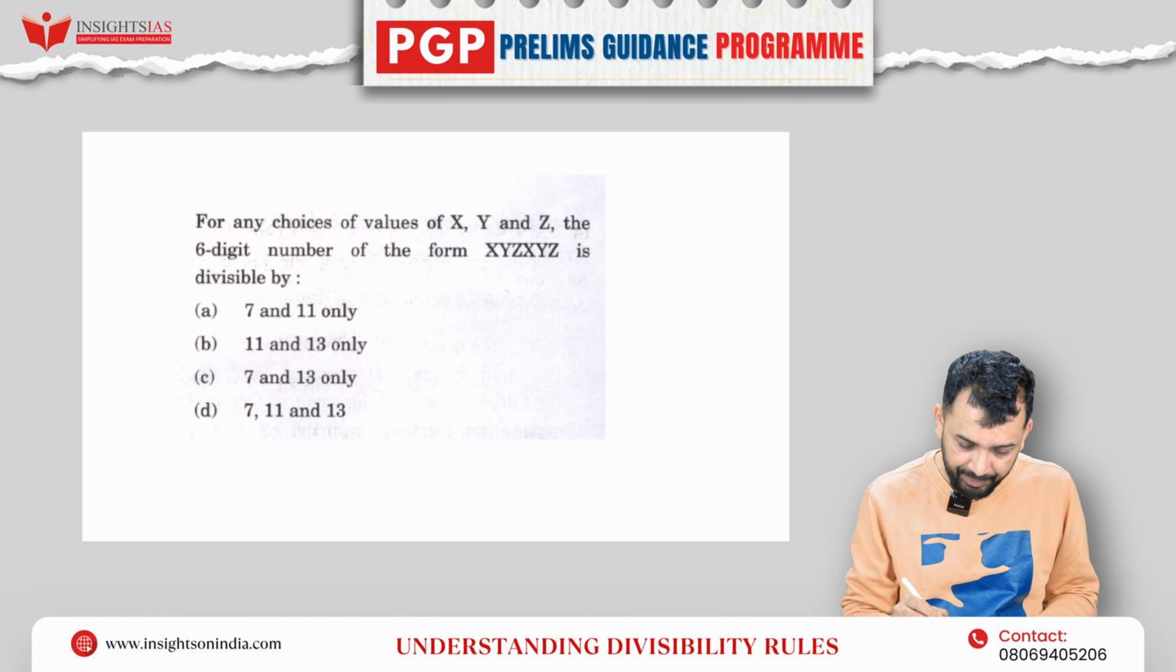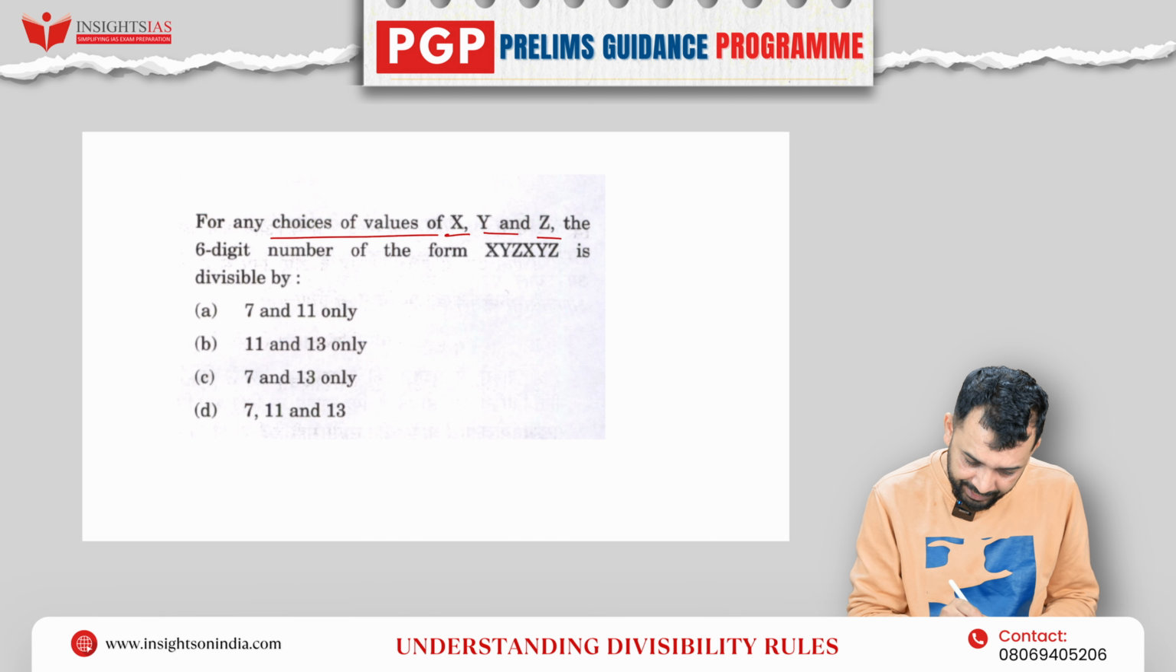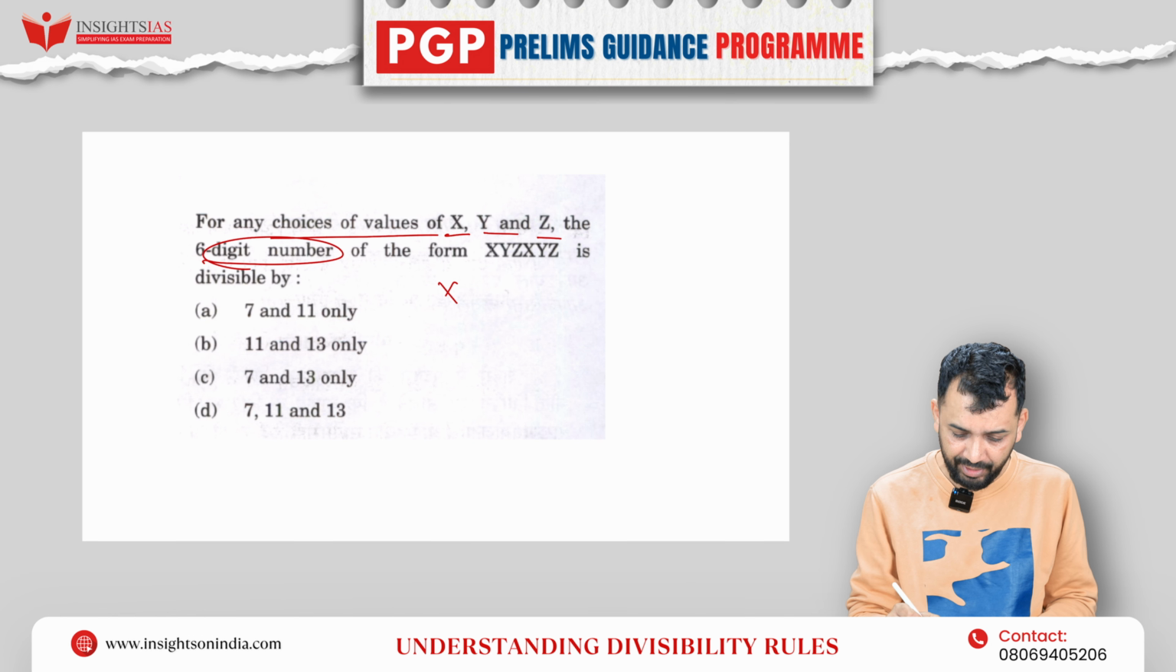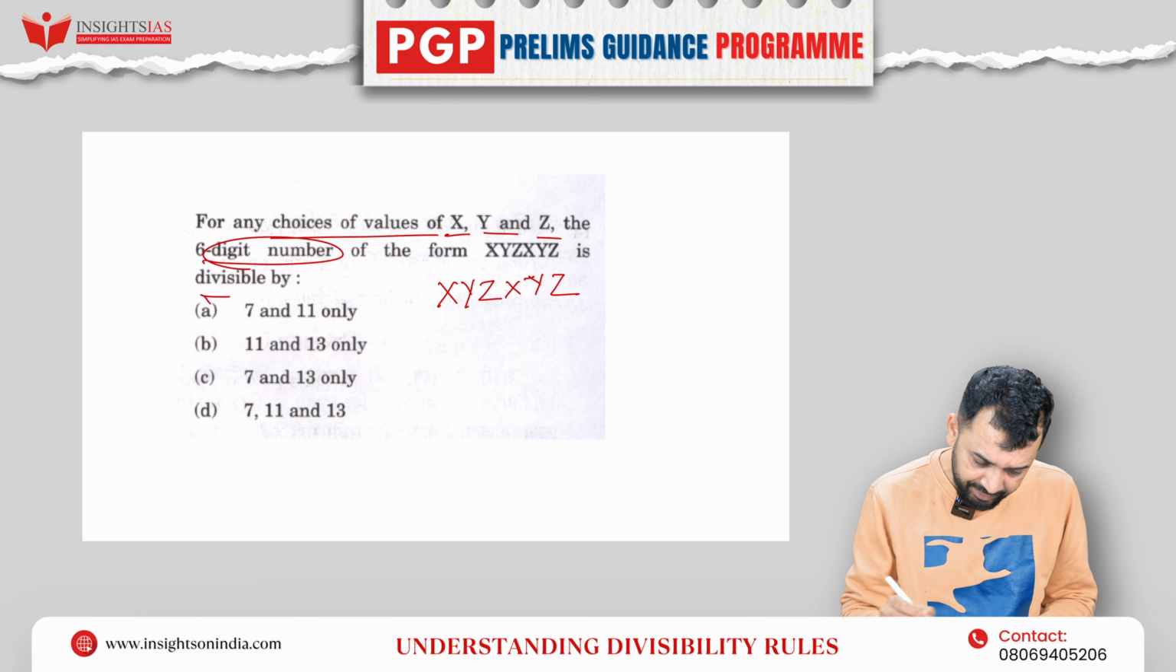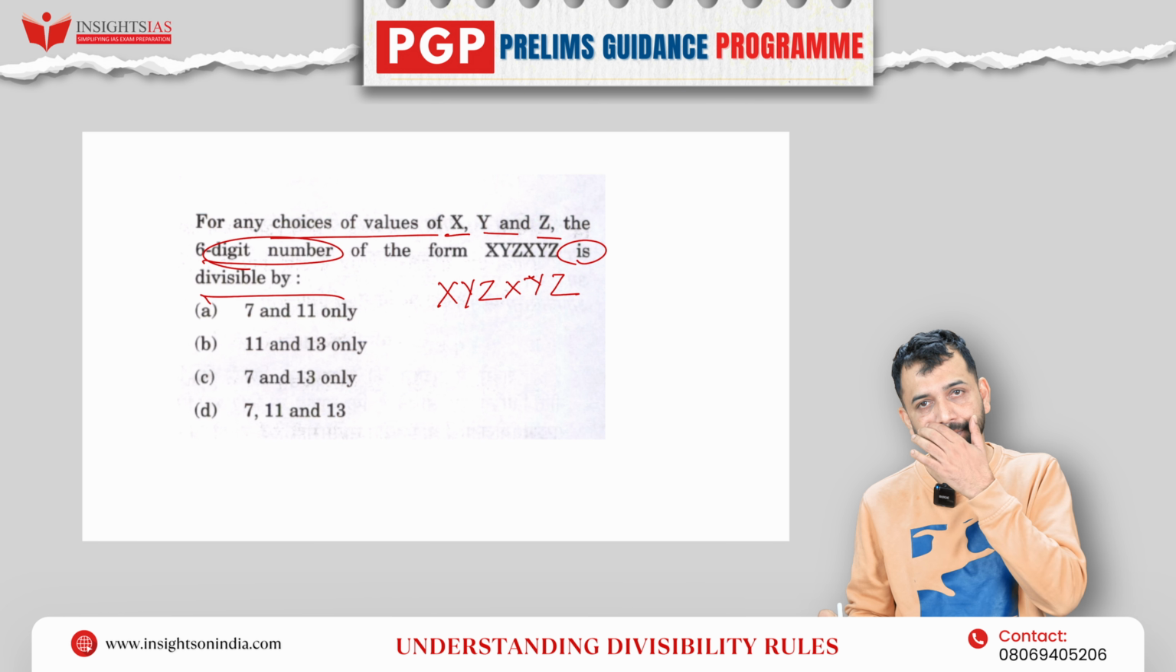Let's go one by one. X, Y, Z, or any choice of value. It is a 6-digit number in the form of X, Y, Z, X, Y, Z. And this number is divisible by what?